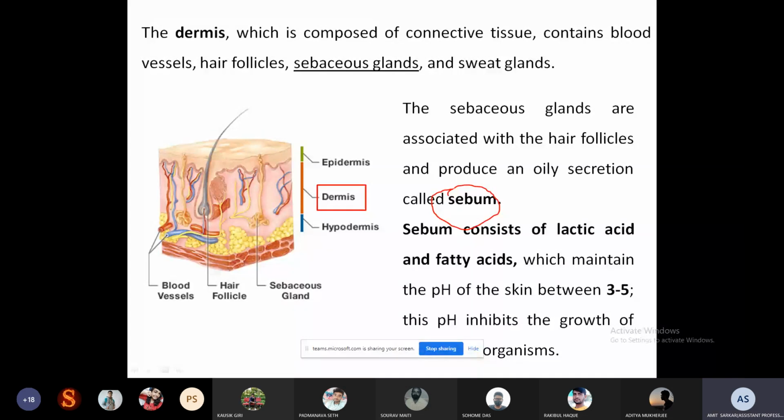So the sebum, as its constituent material is lactic acid and fatty acid, the pH of the skin becomes in the range of 3 to 5. That means quite acidic. So pH of our skin is actually acidic. The question is, so what?